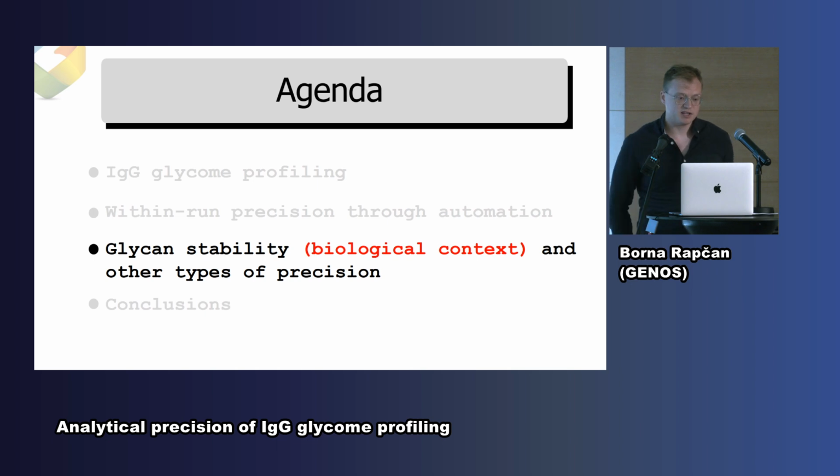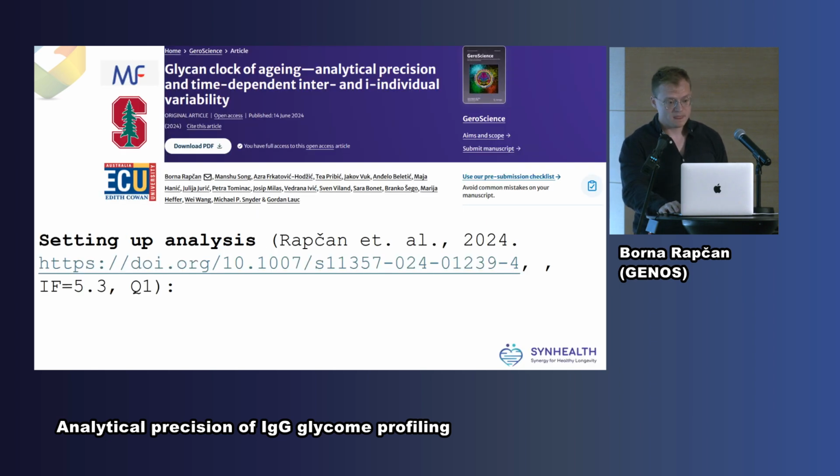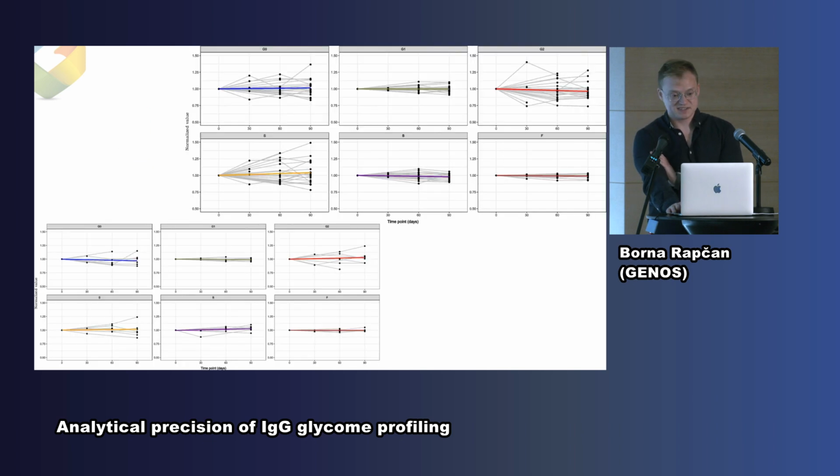The next paper I would like to touch on is the one we already heard a bit about, and it's about glycan stability and other types of precision. This one was done in collaboration with the medical faculty of Osijek, Stanford University, mainly Professor Snyder, and also a university from Australia. We were happy to see that it was published in GeroScience.